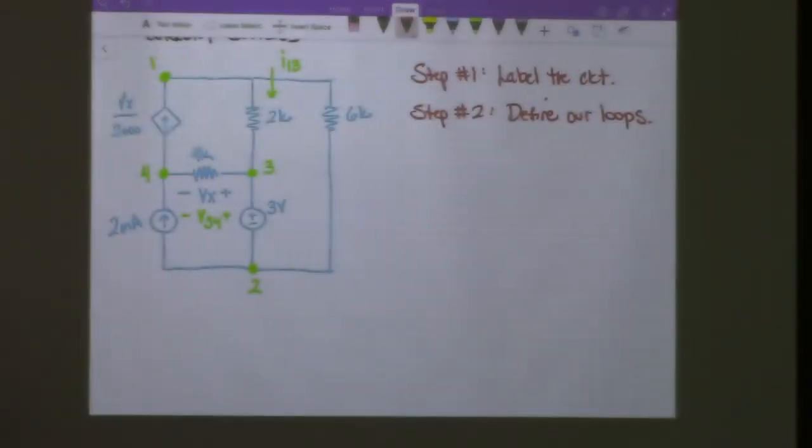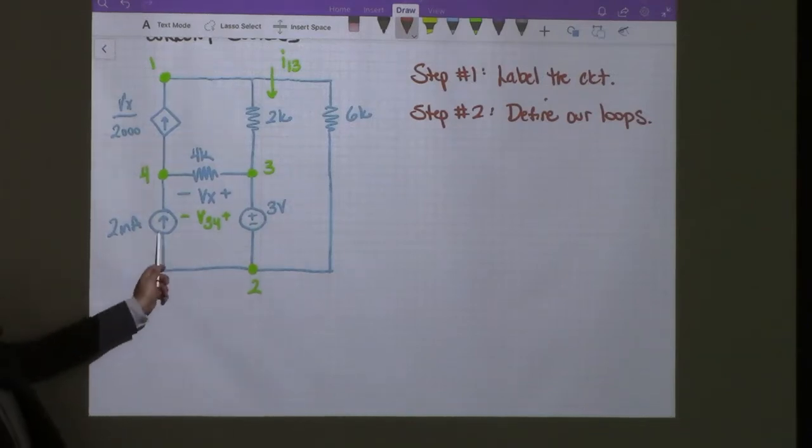All right. Next, defining our loops. So the first thing we're going to be looking out for when we define our loops is always going to be that elusive independent current source, right? Because that is like free money. We can get something for nothing. We do have an independent current source.